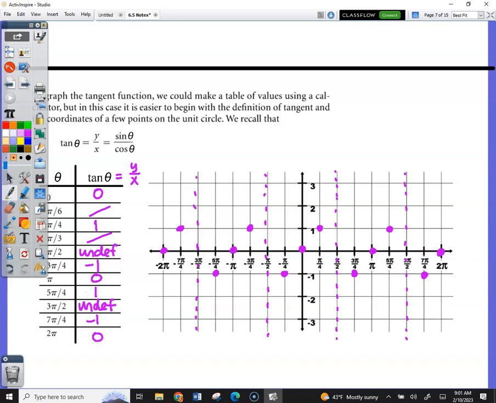Here's the curve. Try your best to make it curve. You don't want to be like, it doesn't do that. It's a curve. Now you can see why tangent drives me nuts. I like sine and cosine because it's one graph. I don't have all these little sections.